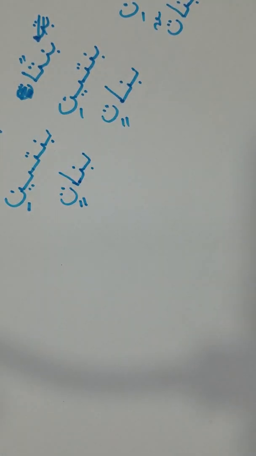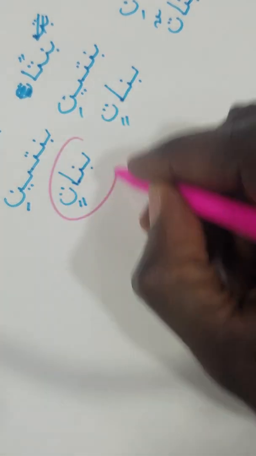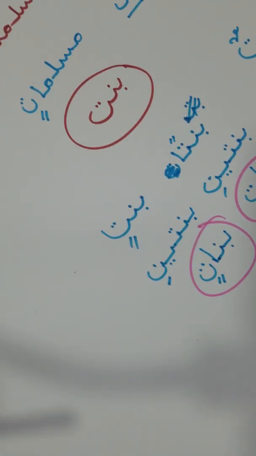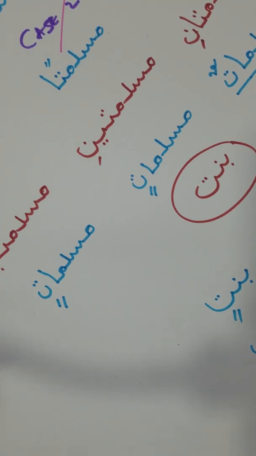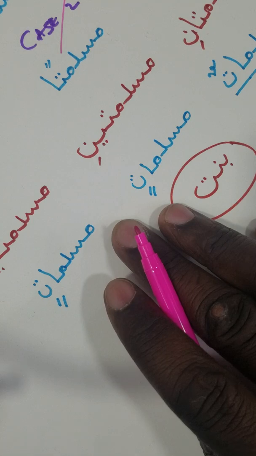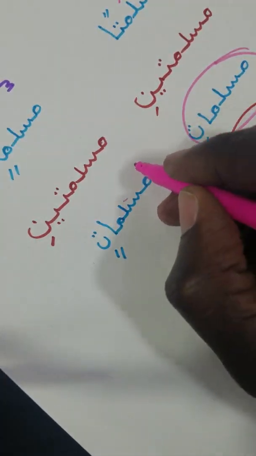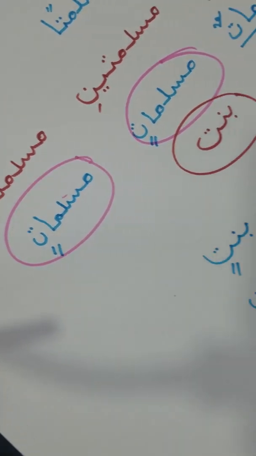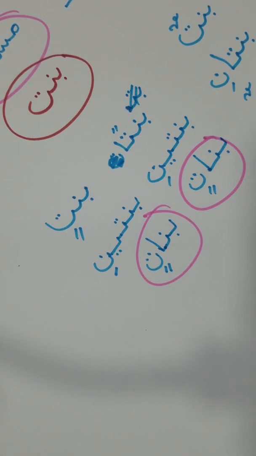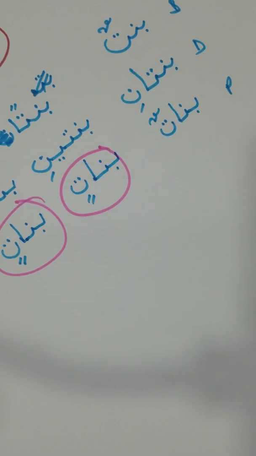Now, I wanted you to look at this thing here. You see here the second case is the same as the third case. And even when you look at Muslimatin here, it is similar to the third case, Muslimatin. So I want you to take note of that when it comes to the female isim.